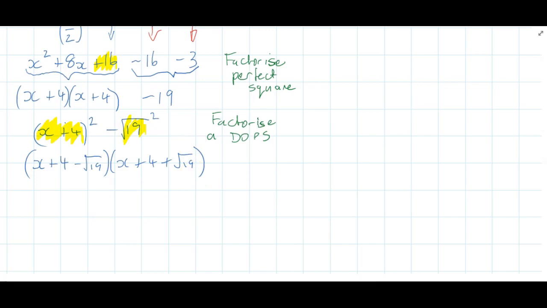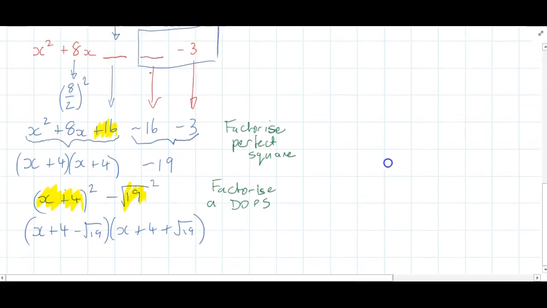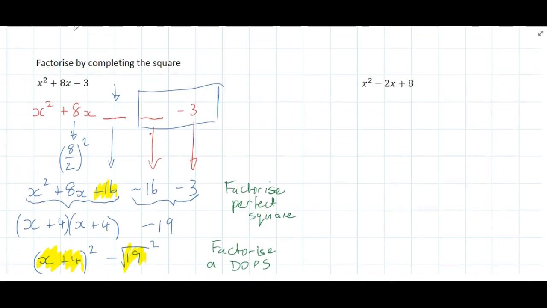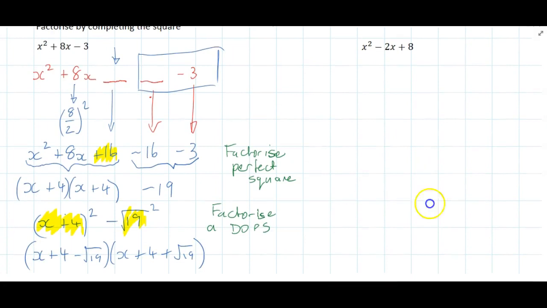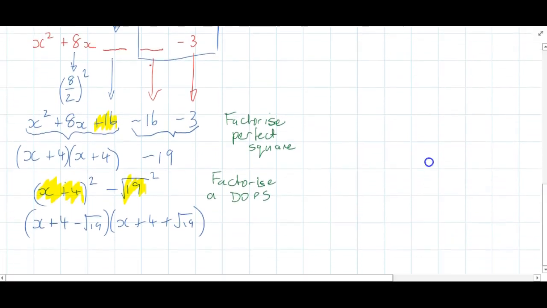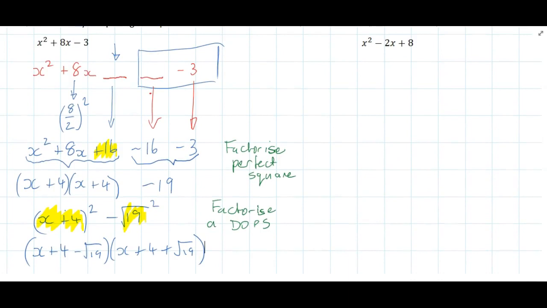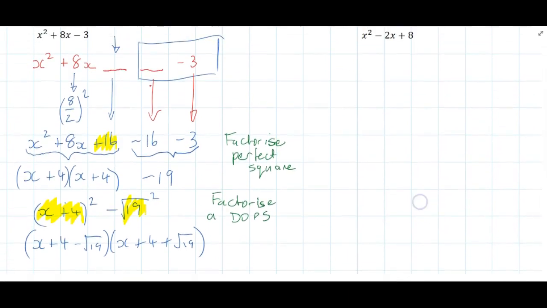Okay, so that is how you factorize some quadratics when you sometimes can't do the other methods. Okay, so this method's a good next step. Okay, just one thing about these.